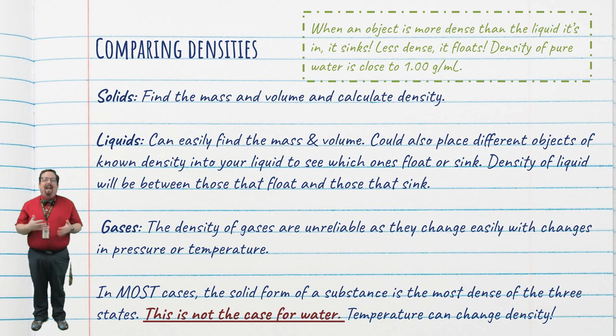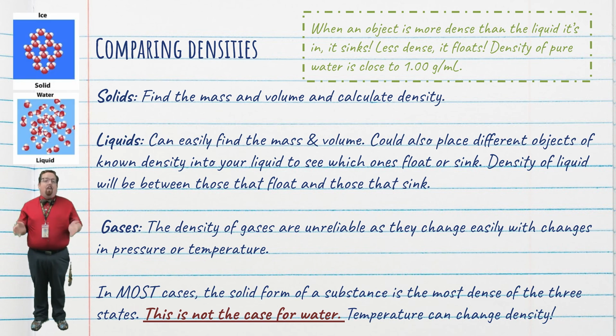Since the densities of gases are easily changeable based on the temperature and pressure of the gas, it's not really practical for us to find their densities. For most substances, the solid form of the substance is the most dense of the 3 states of matter. Liquid is a little bit less dense than a solid, and gas is way less dense than either. This is not the case for water, since ice, the solid form of water, is a little bit less dense than liquid water. That's why ice floats when you have a glass of ice water.